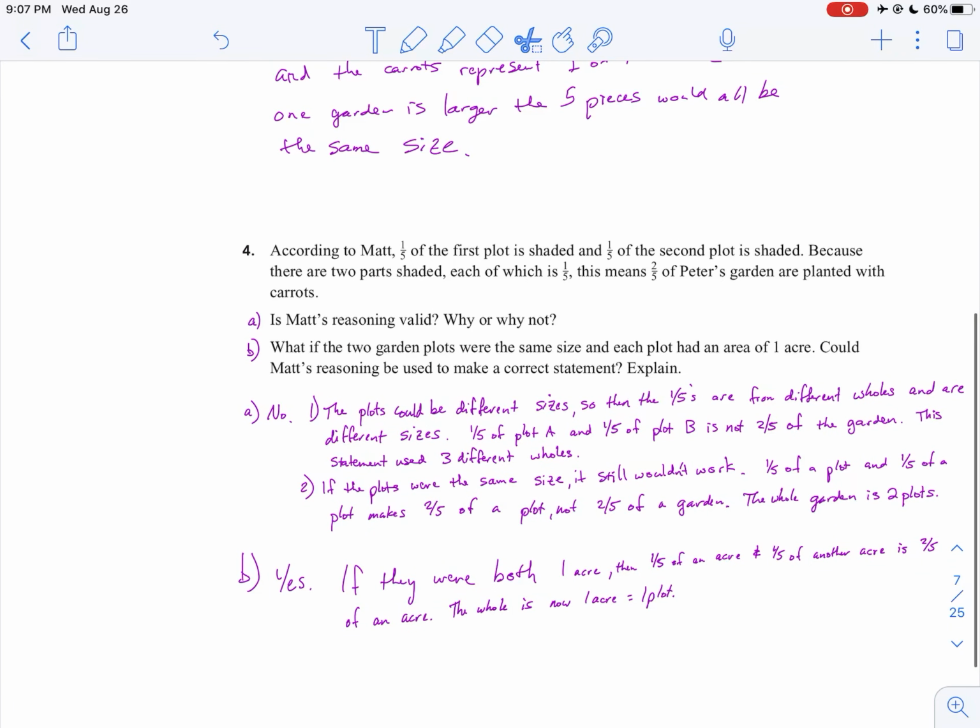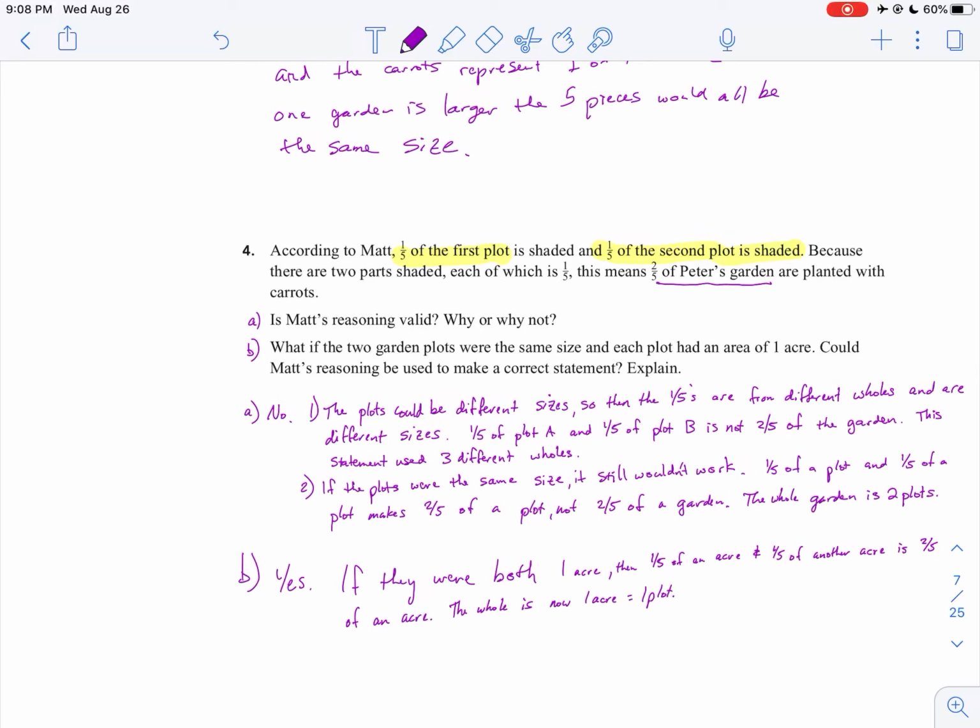Matt says a fifth of the first plot is shaded. That's true, right? Even if it's larger. And a fifth of the second plot is shaded. That's true. Even if it's smaller, it's a fifth of the second plot. Because there are 2 parts shaded, each of which is 1/5. This means 2/5 of Peter's garden are planted with carrots. What do you think about Matt's reasoning?